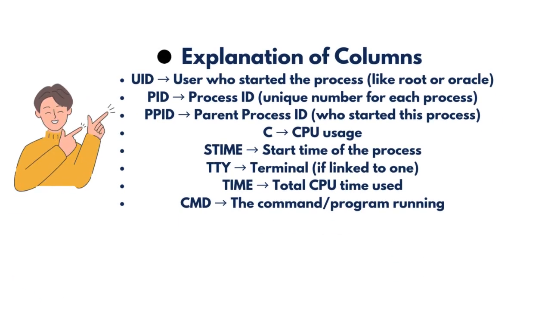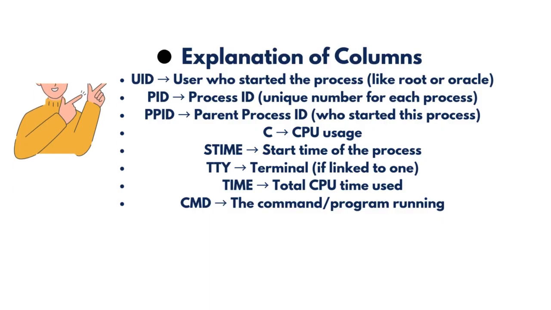Explanation of columns. 1. UID. User who started the process, like root or oracle. 2. PID. Process ID, unique number for each process. 3. PPID. Parent process ID, who started this process. 4. C. CPU usage. 5. STIME, start time of the process. 6. TTY. Terminal, if linked to one. 7. TIME. Total CPU time used. 8. CMD, the command, program running.